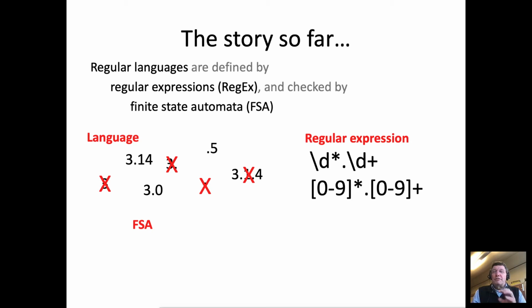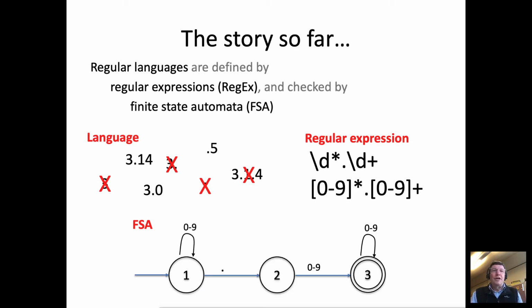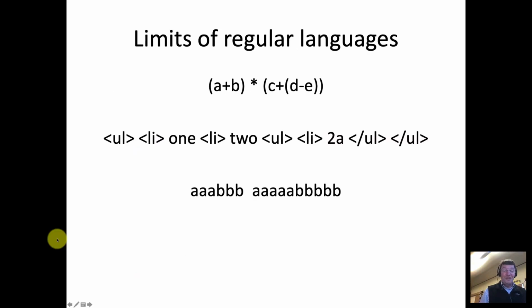Now, computers need to have some way of actually checking these things, and that gets converted to a finite state automaton. Here's one that does exactly this check, so it goes to state 1. Any digits, it just stays in that state. But ultimately, we need to get to state 3, which has got a double circle. Okay, so that's regular languages.